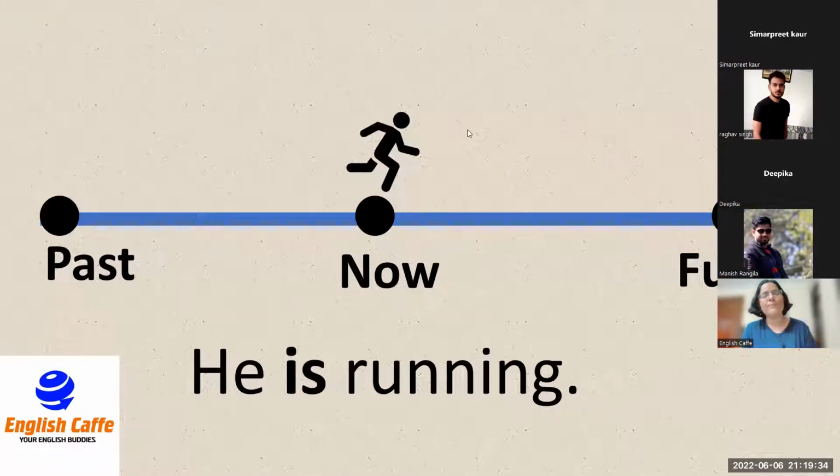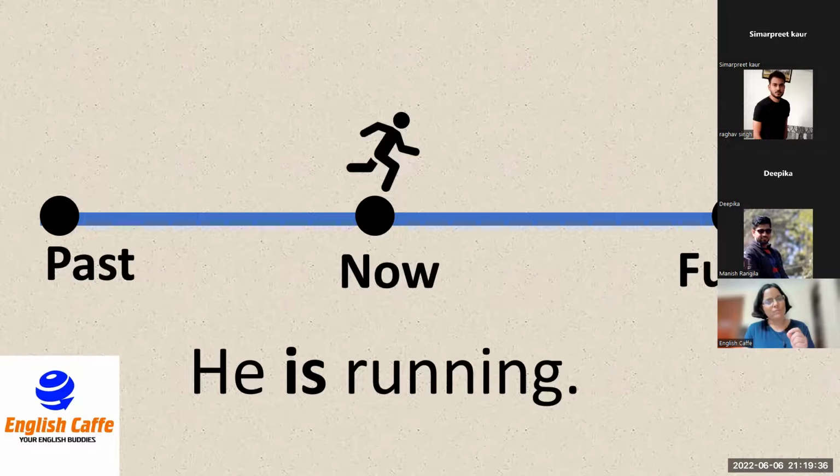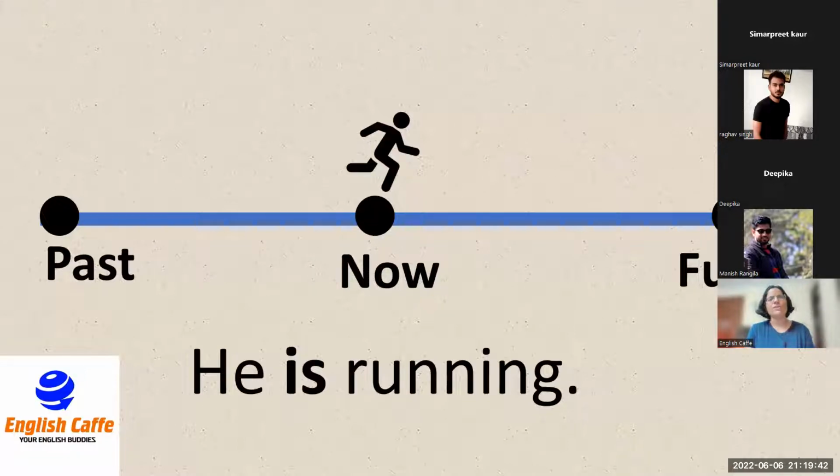Let's talk about that. Sometimes we only talk about right now. Like, for example, in this slide, you see this person. He is running right now. There are sentences where we talk about only this point, only a point of time, like in this sentence, he is running. That means this is happening right now.